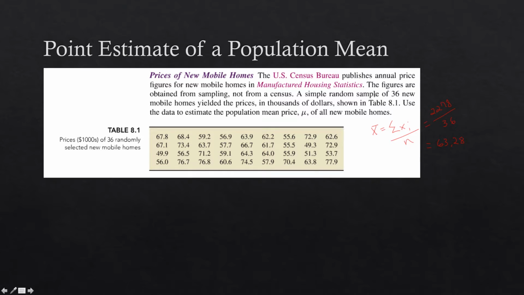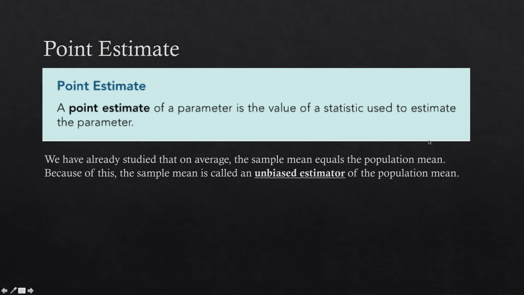Now realize what this is. Notice it says it's in thousands of dollars. So this is $63,280, like that. So that's what we would call this sample mean here, is what we would call the point estimate. And the point estimate just estimates the value of a statistic. So it gives our best guess as to what the population mean is.